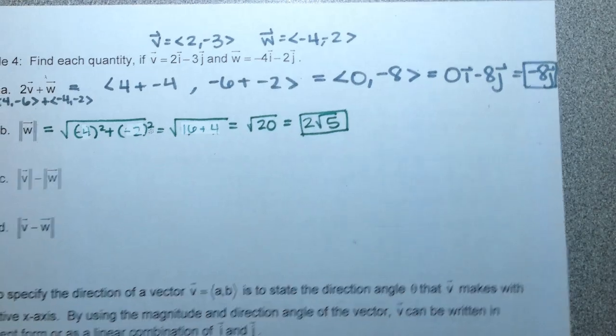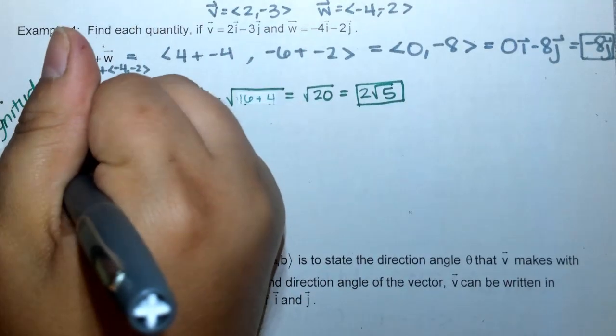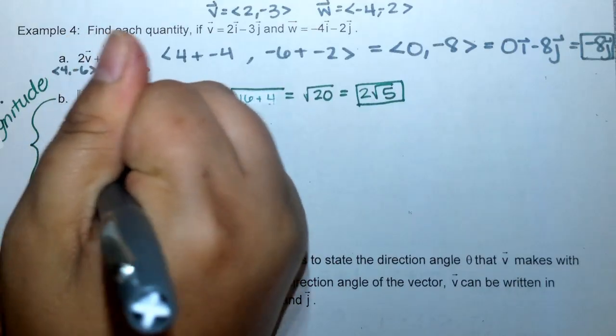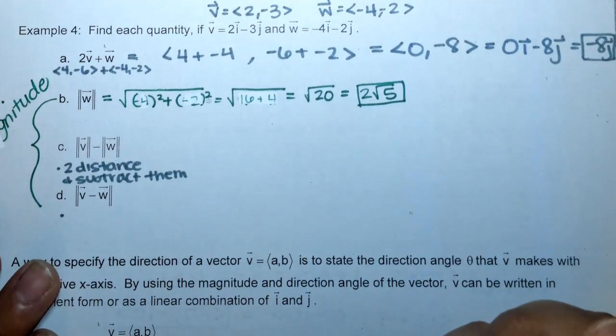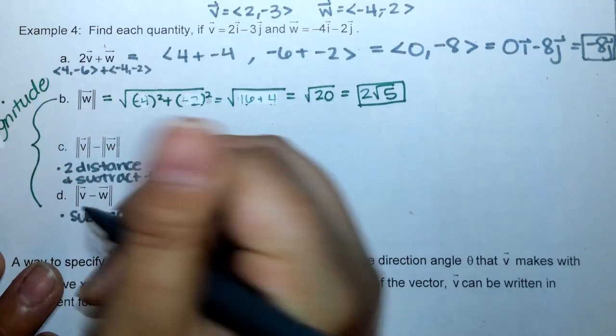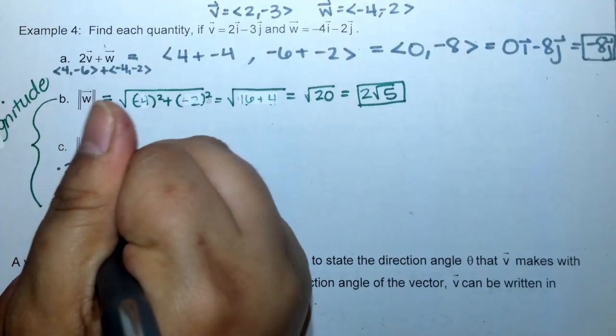All right, what is the difference between C and D? They're both subtracting. What's the difference between C and D? For C, you find magnitude from each one separately. So for C, you're going to have to find two distances and subtract them. What about for D? You subtract first. Subtract your vectors. Then find the distance.